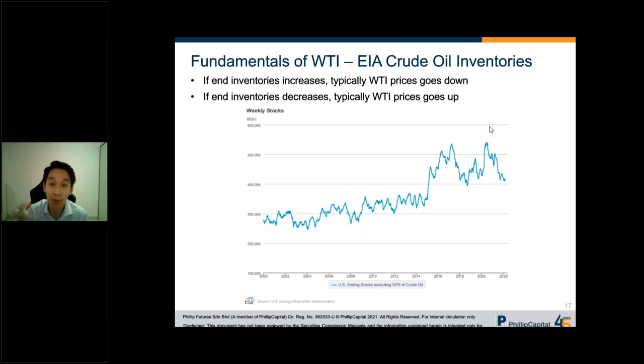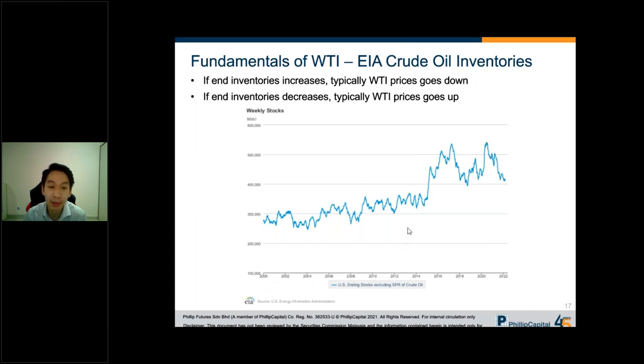So how we're going to use this information is if inventory increases, typically WTI prices will go down, because inventory represents supply. So when supply, which is your end inventory, increases, then typically the WTI prices will go down. Okay. Then when end inventory decreases, means your supply reduces, then your WTI prices will go up. Okay. So as you can see on the screen here, based on the last few months, past 2 years, we can see that the inventory actually is coming down. That's the reason why the WTI prices keep going up, because inventory is coming down. Okay, so this is a larger trend from 2000 to 2022.